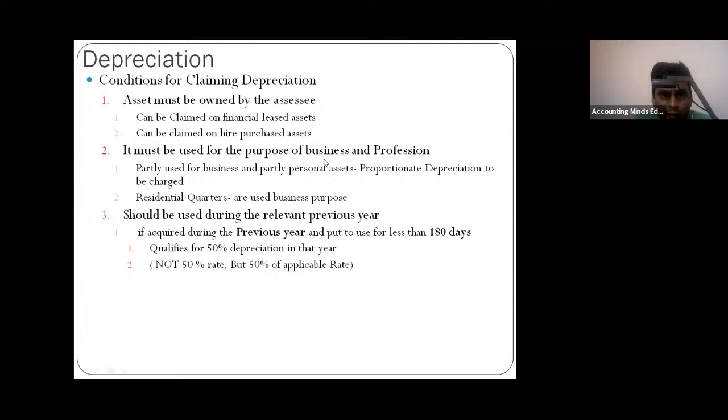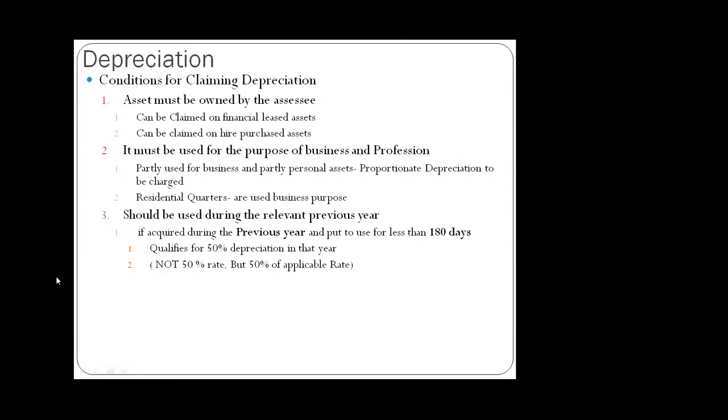Can you read it once again? This part: if acquired during the previous year and put to use for less than 180 days, then 50% depreciation. If I acquire in some other year and I put to use in this year for less than 180 days also, I get full depreciation. You may consider this a loophole of the law, or you may consider this a provision of the law that they have allowed.